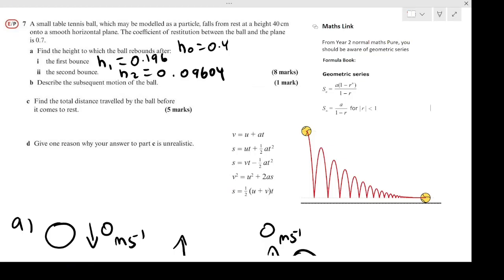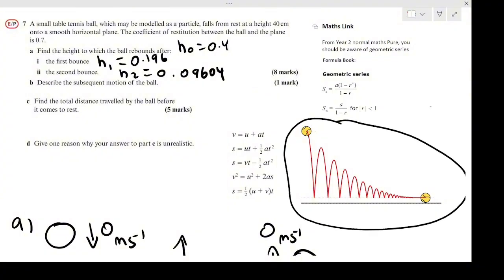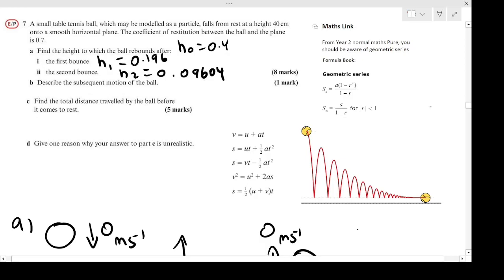So part C then says find the total distance travelled by the ball before it comes to rest. Okay, this is why I've included this diagram here, to help illustrate what the motion will look like. As you can see here, the ball goes down, then up, then down, then up, then down, and up and down. But you can see it starts to level off. It bounces up less and less high each time. So the ball doesn't bounce up as much in each bounce. The more bounces we have, the less high the ball bounces. Hopefully you can see that.